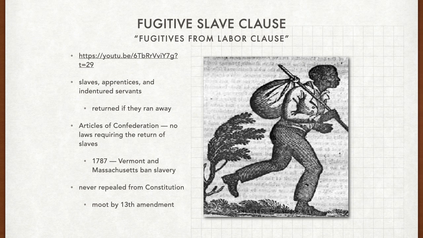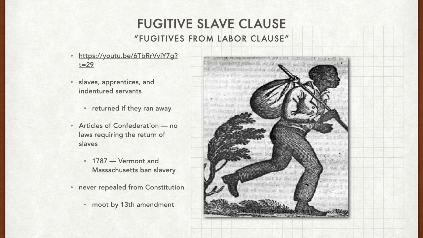So the person held to service or labor contextually, of course, means a slave, apprentice, or indentured servant who must be returned to their owner if they attempt to run away. So even the indentured servants, who probably were treated badly during their contract, ran away as well. So they could be captured.